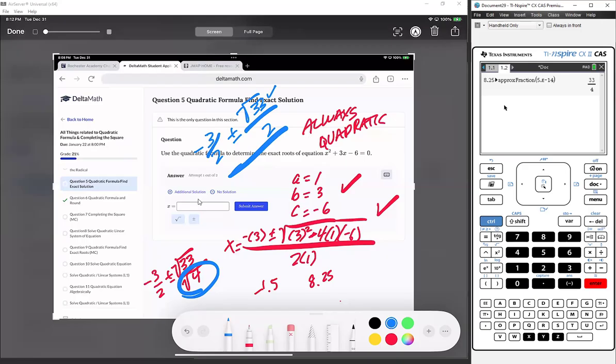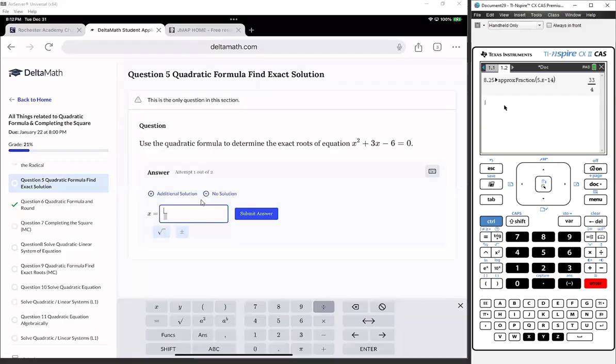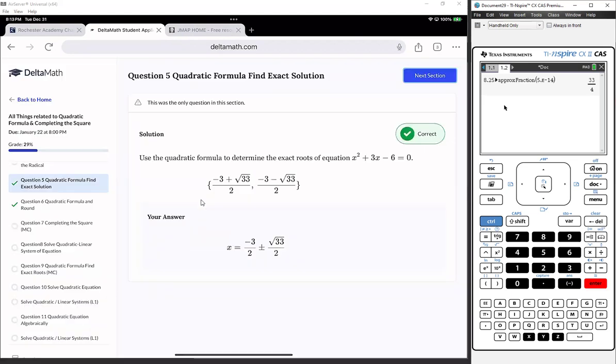So what we would type in is this. Let's go answer the question. I'm going to break it up. I'm going to do -3/2, and then plus or minus. And then on top, it's going to be the square root of 33, and on the bottom, it's going to be 2, because the square root of 4 is the same thing as 2. And then I'm going to submit this. Boom. And it says, nice job.